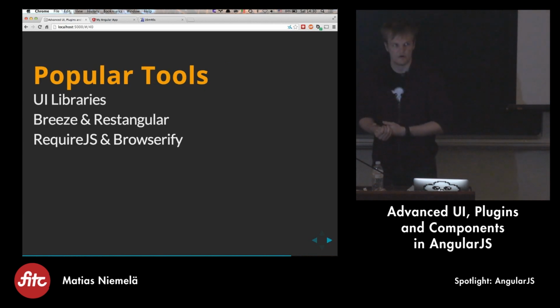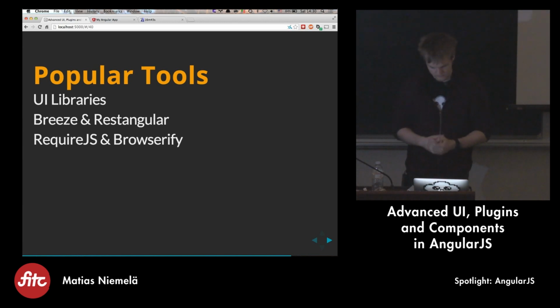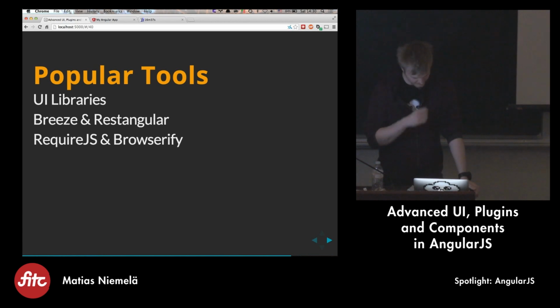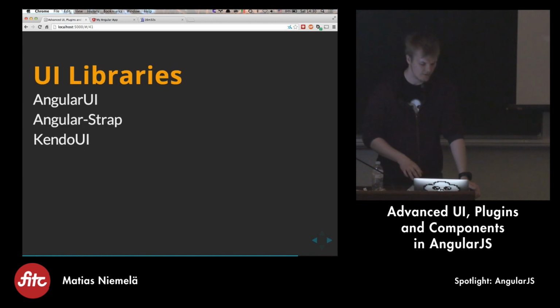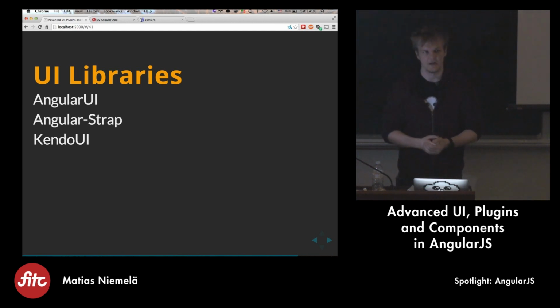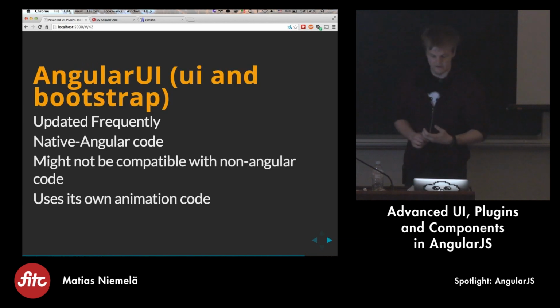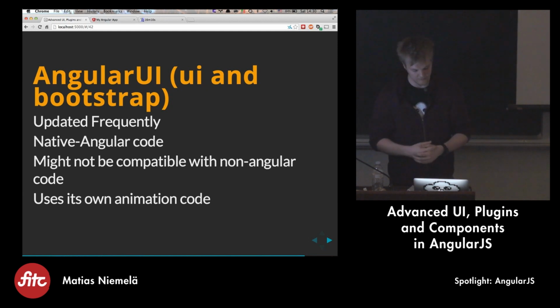So outside of plugins, what are some popular plugin libraries that you could use? We have UI libraries like UI Bootstrap and Angular Strap. We have Breeze and Restangular, require.js and Browserify. So let's talk about these libraries for a second. Angular UI is a framework that's built off of Bootstrap, but instead of actually using the Bootstrap JavaScript code, it uses its own Angular code to hook into that. Which means that it might not be compatible with a website that uses just Bootstrap code on its own. And it uses its own animation code.